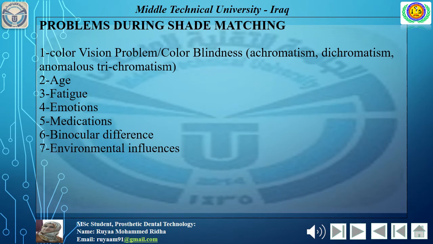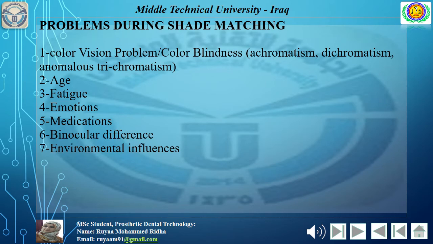Problems during shade matching. There are several problems during shade matching: number 1, color vision problems, color blindness, and aging and fatigue, emotion and medication, binocular differences, and finally environmental influences. Number 1, color vision problems, color blindness.